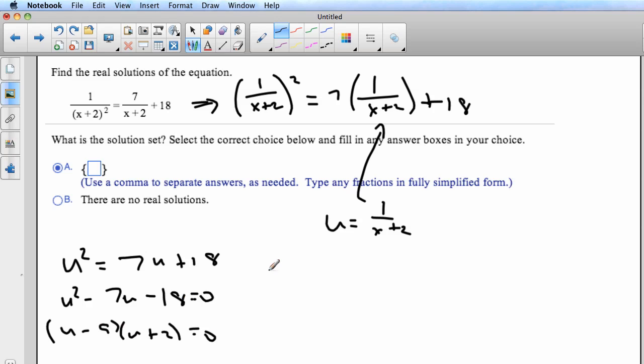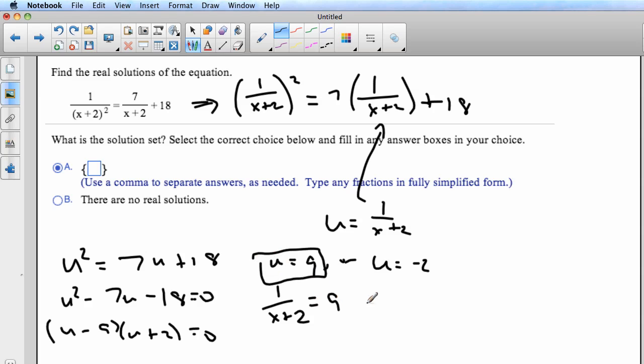And from that, I can say that u is going to be 9, or u is going to be -2. But that's not the answer that I want, because the question has x's in it, so I'm not done until I say what x should be equal to. And so to do that, I just substitute again. Remember, u was the same as 1 over x plus 2. So this equation, u equals 9, is the same thing as saying 1 over x plus 2 equals 9.